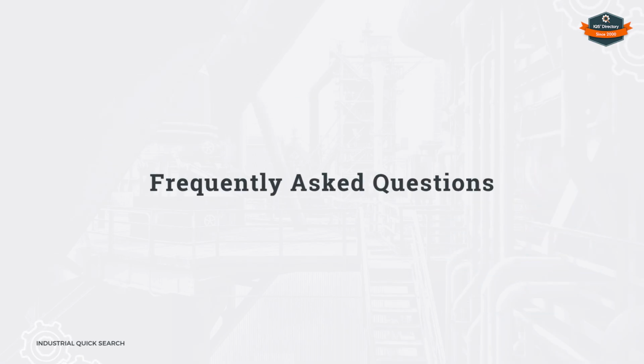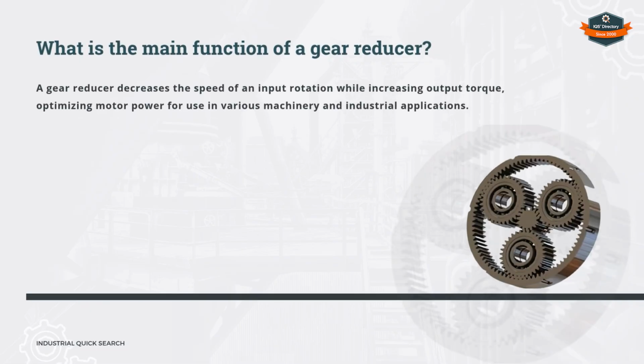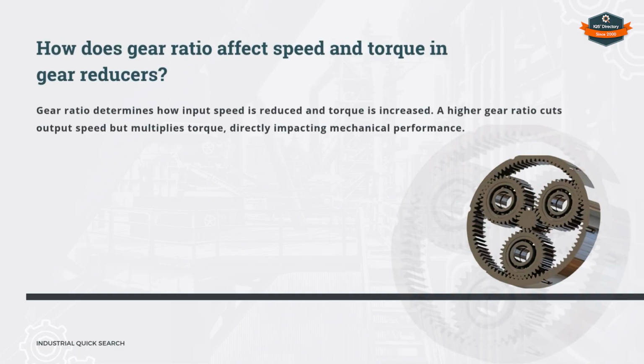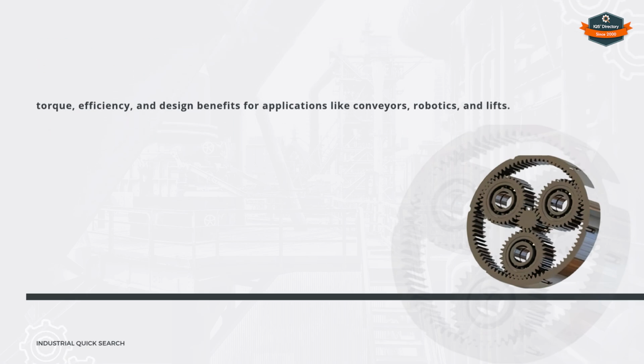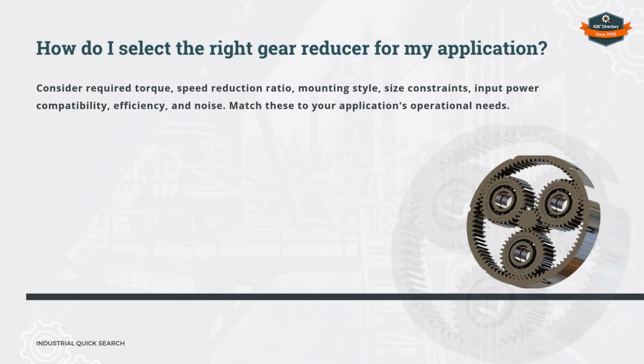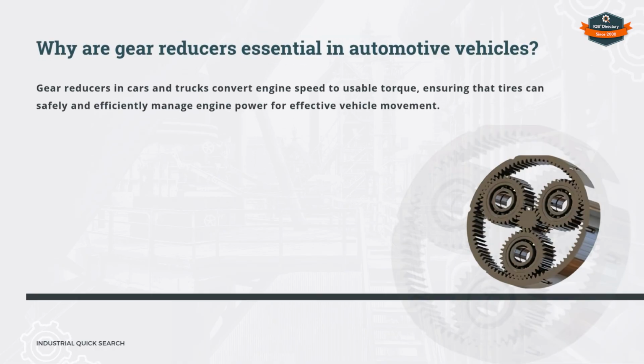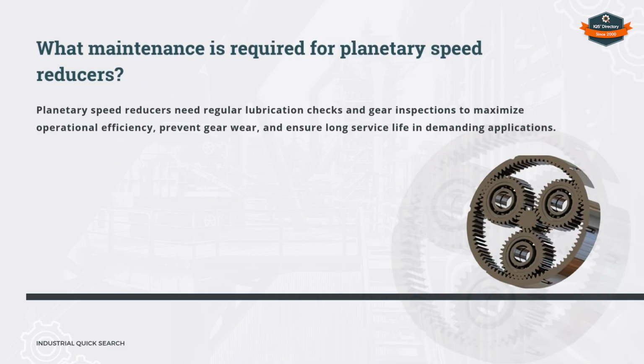Frequently asked questions. What is the main function of a gear reducer? How does gear ratio affect speed and torque in gear reducers? What types of gear reducers are commonly used in industry? How do I select the right gear reducer for my application? Why are gear reducers essential in automotive vehicles? What maintenance is required for planetary speed reducers?